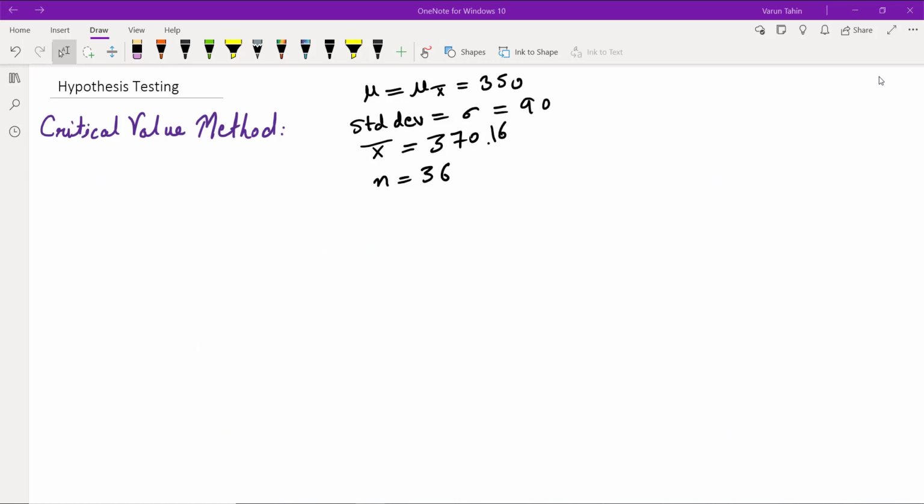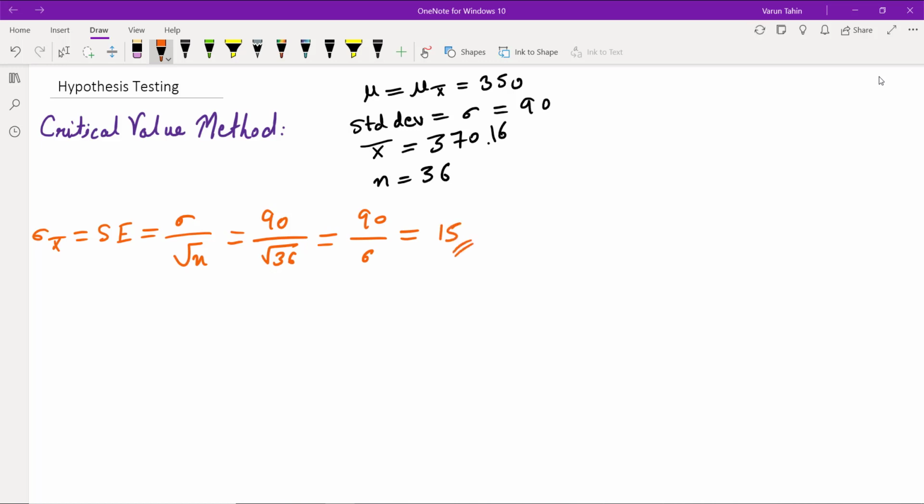Now we will follow the critical value method by solving one problem. Okay, so let's say that mu is 350 and standard deviation is 90 and the sample mean is 370.16 and the number of samples is 36. So the first thing we need to do here is calculate the standard error. Sigma for the sample is the standard error, which is sigma by square root n. So we will place the values here.